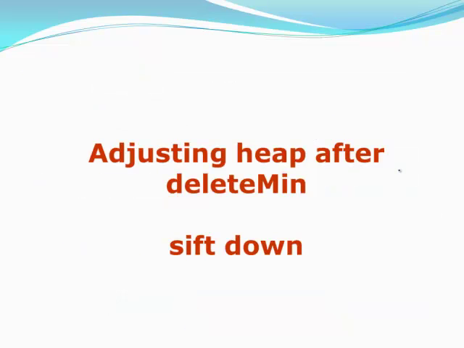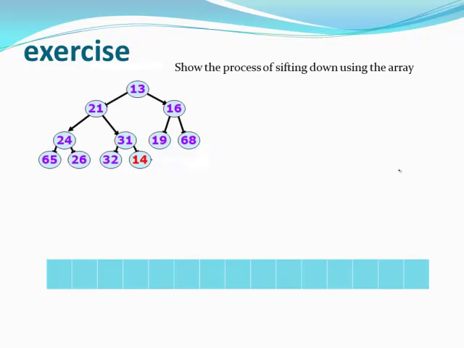Now, adjusting the heap after deleting the minimum, you're going to sift it down. For instance, if you want to delete 13, what we typically do is move 14 here, then remove this last element from the list, and then try to move the 14 down. So let's look at that process. Let's take a look at the original: 13, 21, 16, 24, 31, 19, 68, 65, 26, 32, and 14.